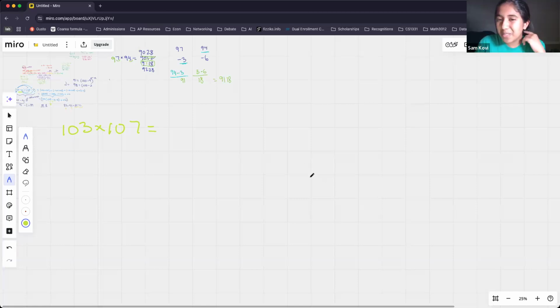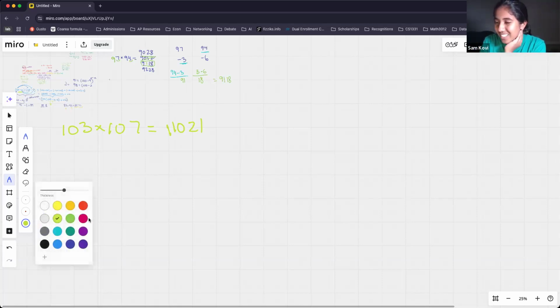Okay, I see a lot of people saying 11021, and that is absolutely correct. So the proof for this is very, very similar to the previous proof. Instead of subtracting, though, we're just adding. So it's very, very similar. If you guys want to do that on your own, you are so welcome to. But yeah, let's take a look.